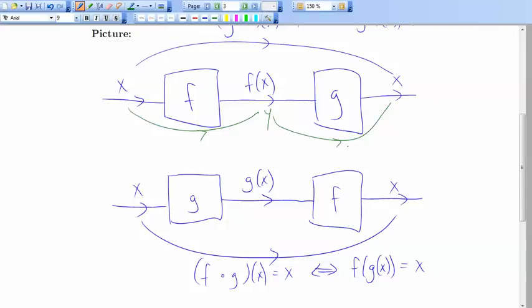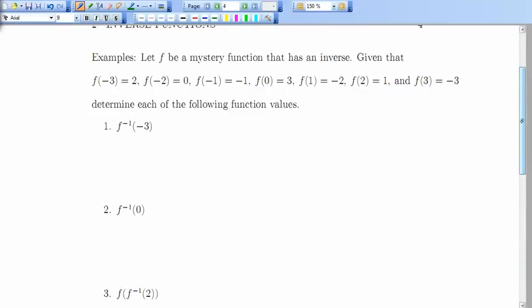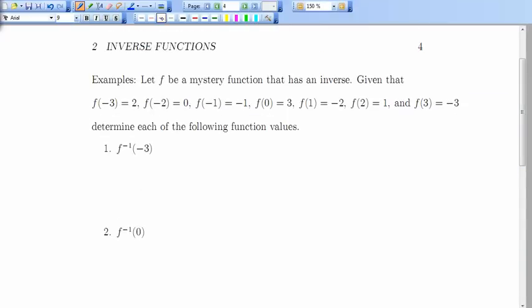Also, we'll see later on that if we draw the graphs, if we just swap the order of the coordinates of a point, we get a point on the inverse function. But before I get too far ahead of myself, let's practice a little bit with these inverse functions. Let's assume I've got some mystery function f, and it has an inverse. I don't really know what the inverse function is, and I really don't know much about f other than a couple of its function values.